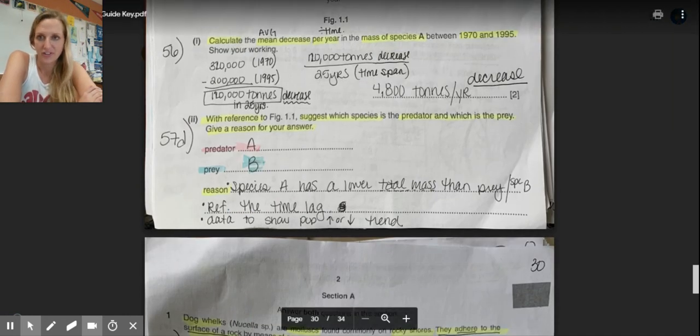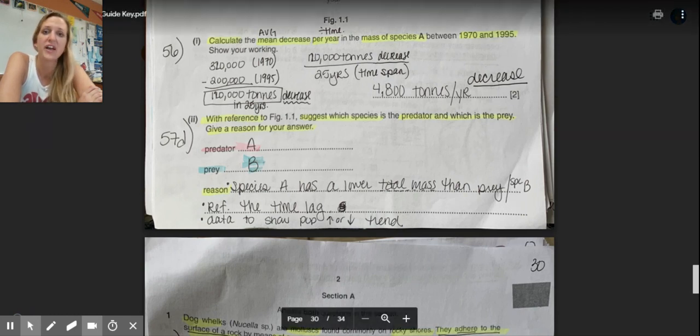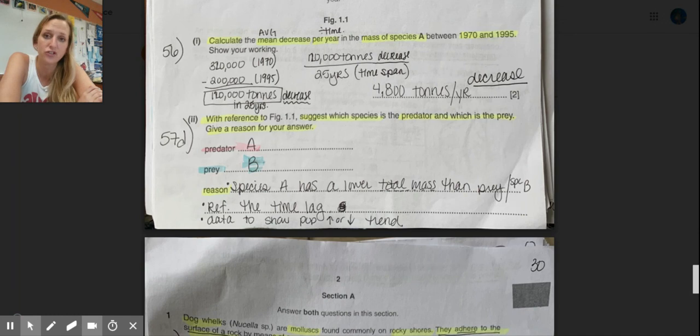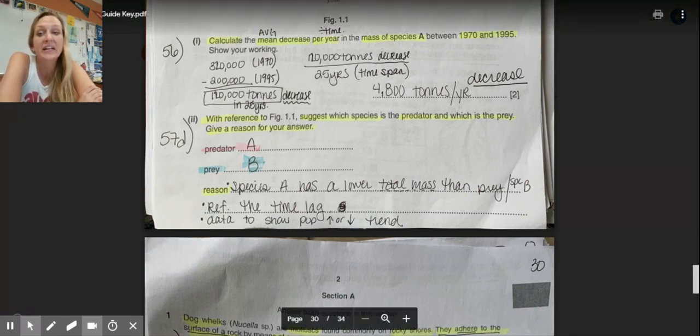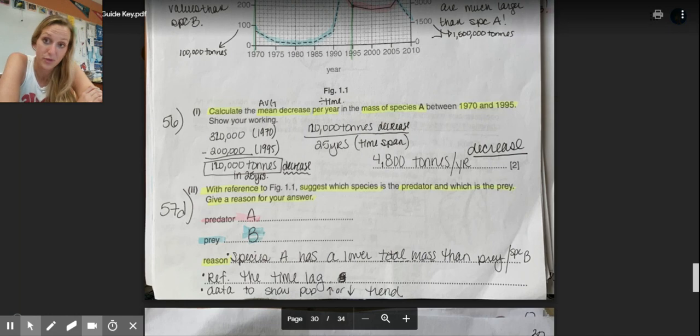I'll just answer 57 then, because I just did. So the reason species A has a lower total mass than prey, which is species B. You could talk about the time lag, or you could use data to show that the population has an increasing or decreasing trend because of the predator, or the prey species changing.